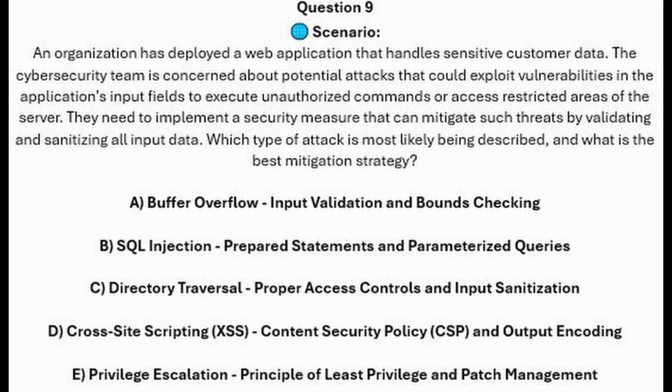They need to implement a security measure that can mitigate such threats by validating and sanitizing all input data. Which type of attack is most likely being described, and what is the best mitigation strategy?